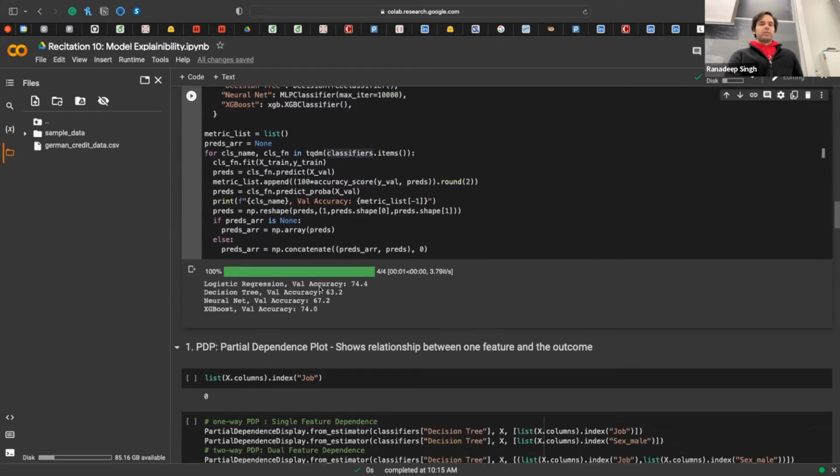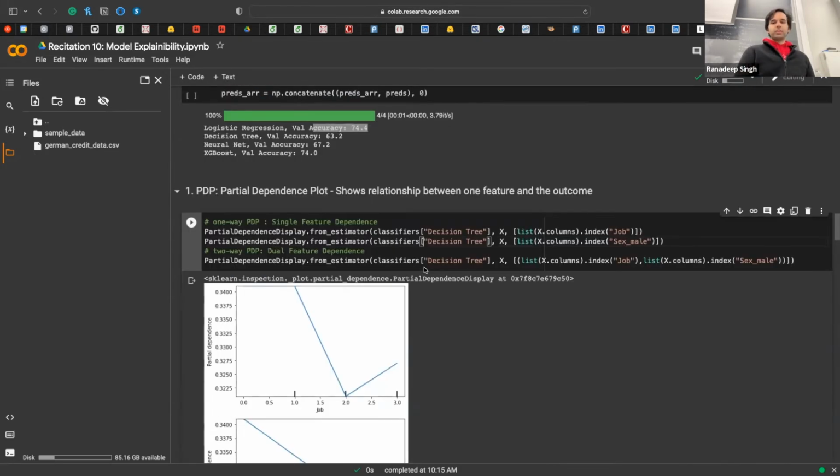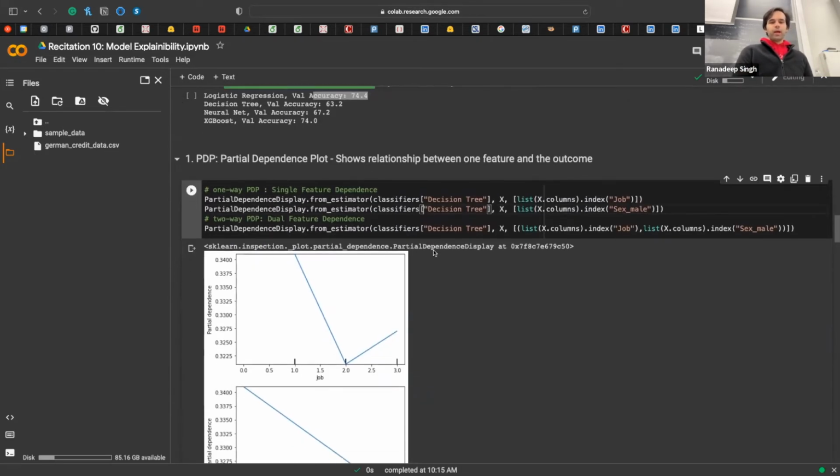As we see, our neural network didn't perform too well, which is okay because neural networks typically require a lot more data points. In our German credit data, we only have 1,000 data points. So something simpler like logistic regression, decision trees, or XGBoost would also suffice. Let's try working with the decision tree here.